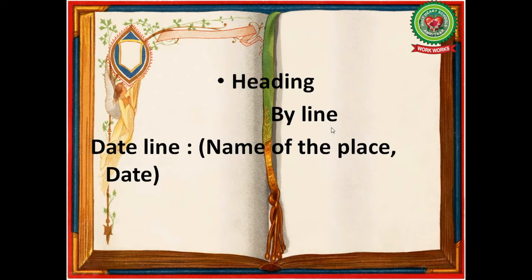Then comes the byline. Byline means the person who is writing this. That can be the name of the reporter. And in the next line we start with the date line. This includes the name of the place where the event has occurred and the date. So this is the format. In the middle you will write the heading of the news. In the second line, just beneath the heading, you will write the name of the reporter, and in the third line you will write the name of the place and the date.